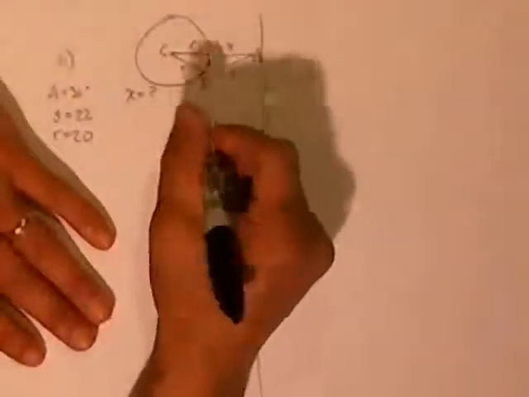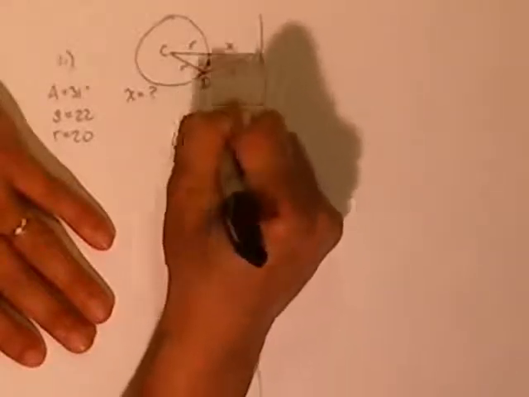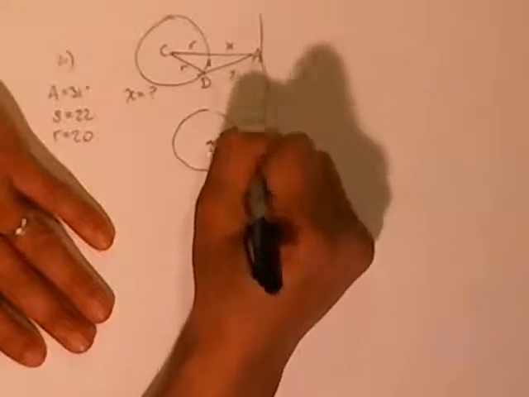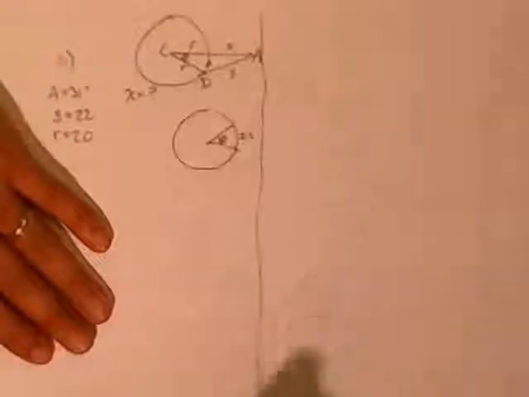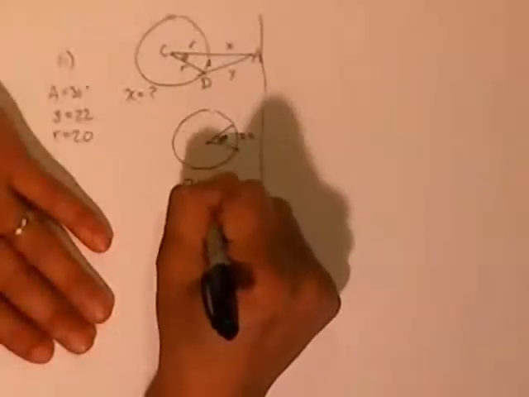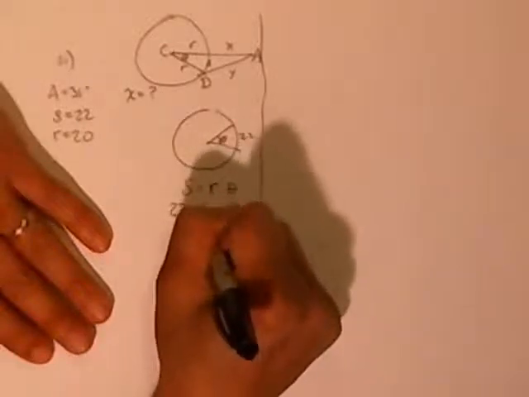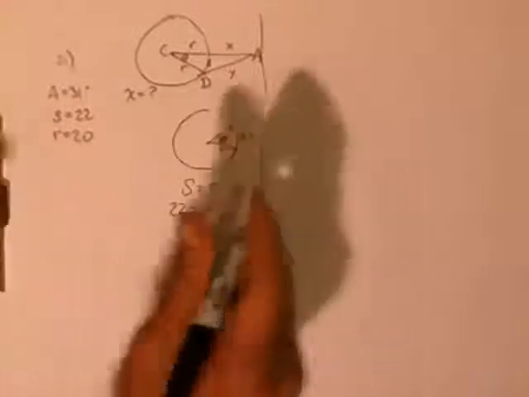Before we start drawing this triangle, I'm going to draw the circle again, and then that distance is 22, and you want to figure out what that angle is. That's angle theta right there. We know that s is equal to r times theta, the arc length. 22 is equal to the radius r times the angle theta. It's in radians.